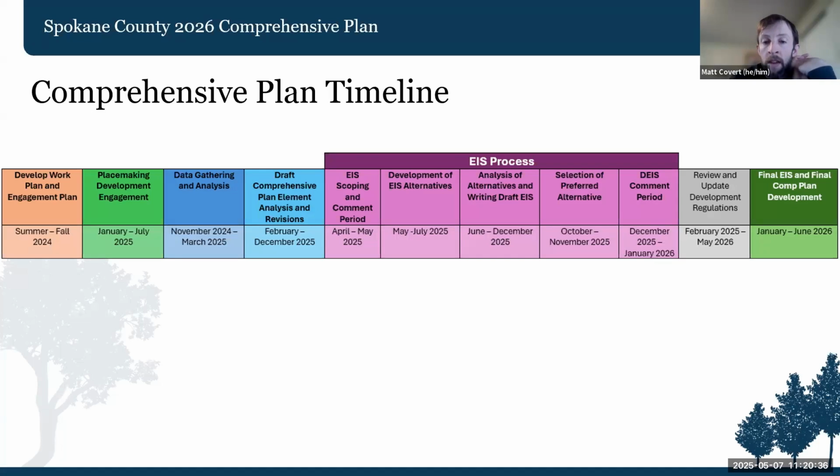And so when the comment period opens for the draft environmental impact statement at the end of 2025, that'll also be the first time that we've got kind of a full proposed first draft of changes to the elements themselves. So that'll be a chance for folks to review not just the EIS, but also the rest of the comp plan.